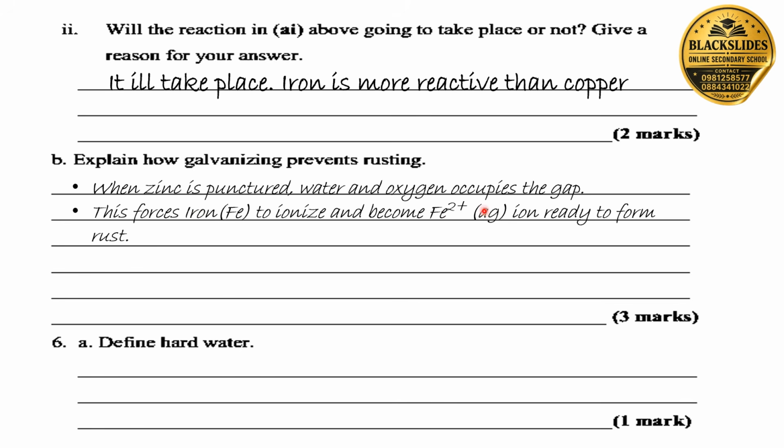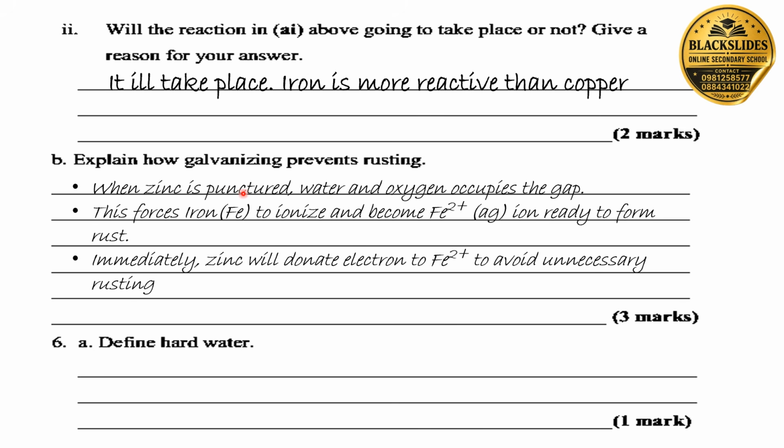This is aq, not ag, it's aq, ready to form rust. But what will happen instead is that immediately zinc will donate electrons to the iron in order to avoid unnecessary further rusting. By saying these points, you have 3 marks.